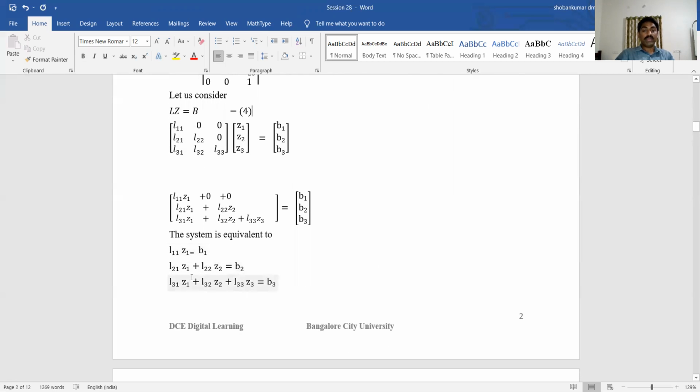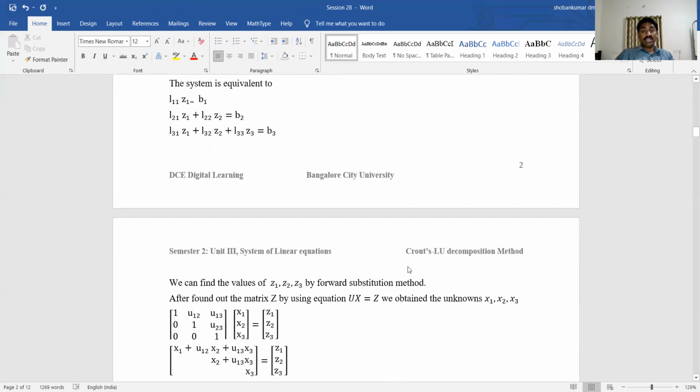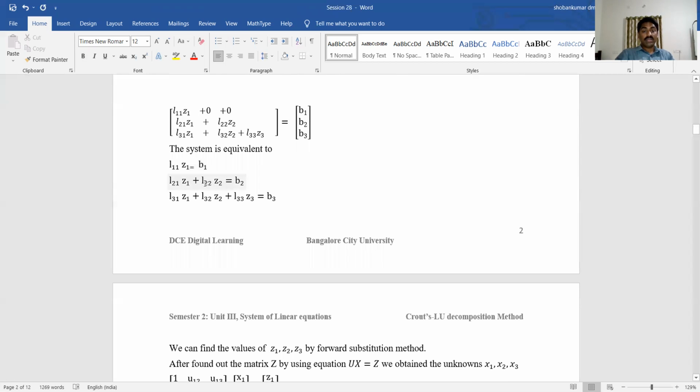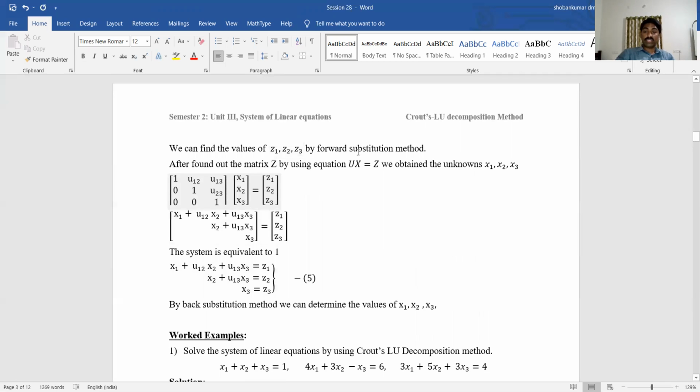L11 Z1 is equal to B1. L21 Z1 plus L22 Z2 is equal to B2. L31 Z1 plus L32 Z2 plus L33 Z3 is equal to B3. We can find the values of Z1, Z2, Z3 by the forward substitution method. From the first equation we get Z1 directly, put Z1 in the second to get Z2, and again put Z1 and Z2 in the last equation, the third equation, we get Z3. That's all. After getting Z1, Z2, Z3, we found the matrix Z.